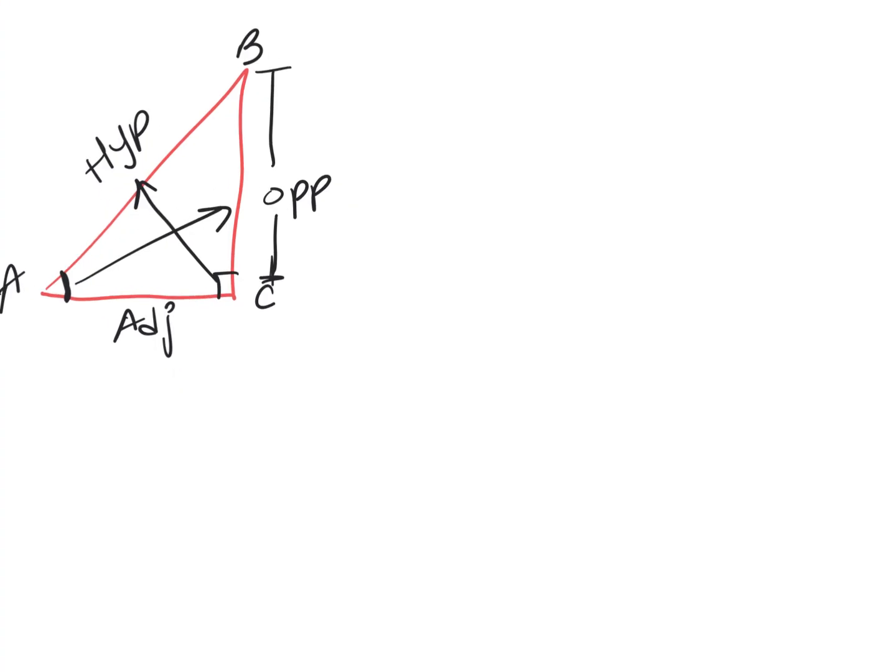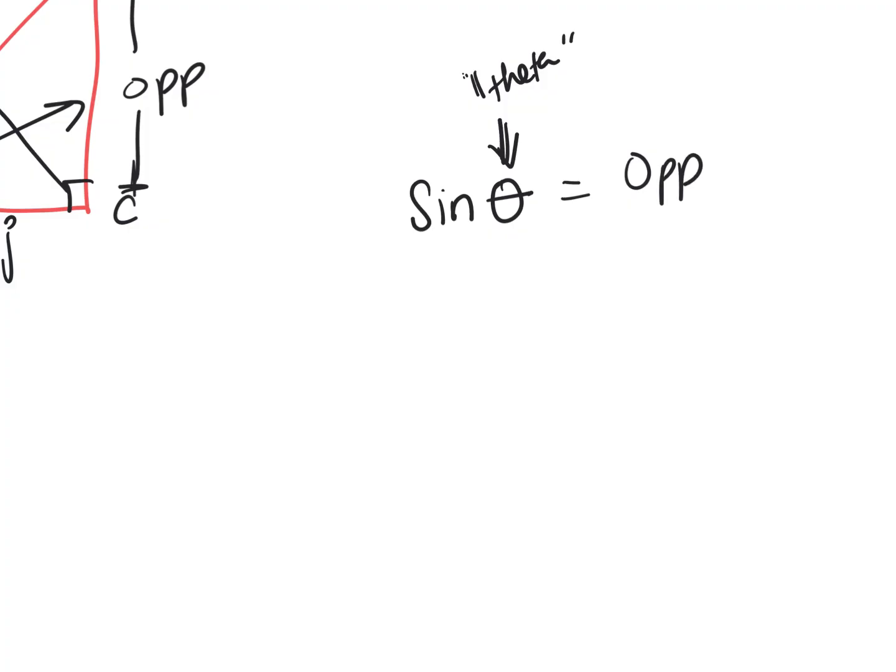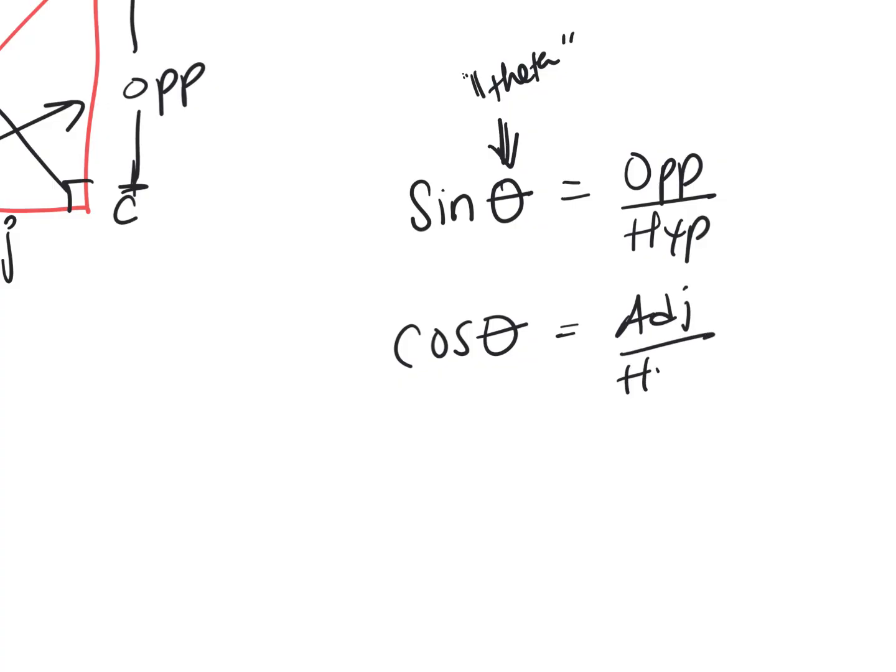Now, the formula for the sine of an angle, sine of theta, this is a Greek symbol called theta, and it stands for angle. Sine is always opposite divided by hypotenuse. Cosine of theta is always adjacent divided by hypotenuse. And the tangent of theta is always opposite divided by adjacent.